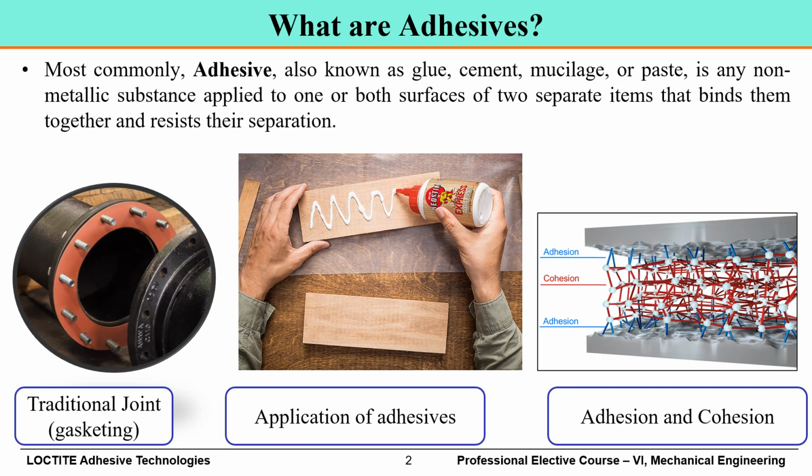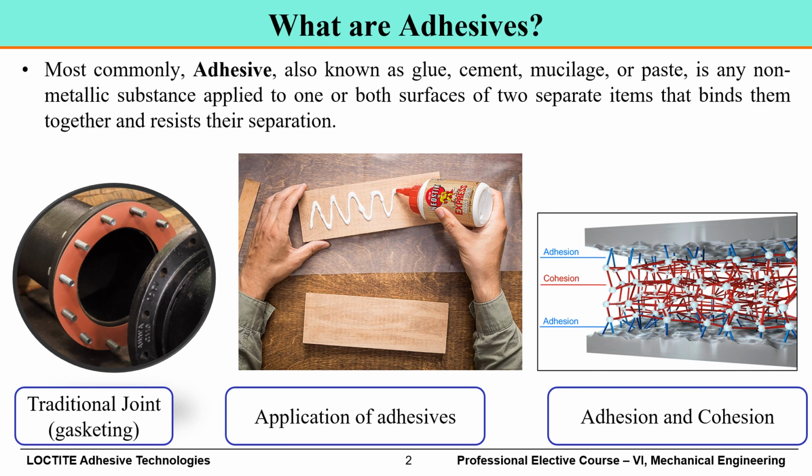When we talk about adhesives, the first impression in our mind is that adhesives are glue, cement, mucilage or a paste. An adhesive is any non-metallic substance applied to one or both surfaces of two separate items that binds them together and resists their separation.